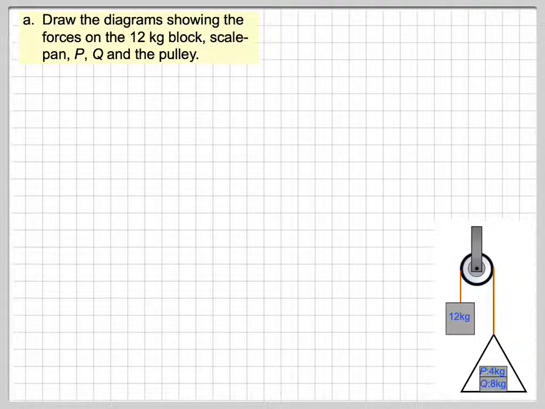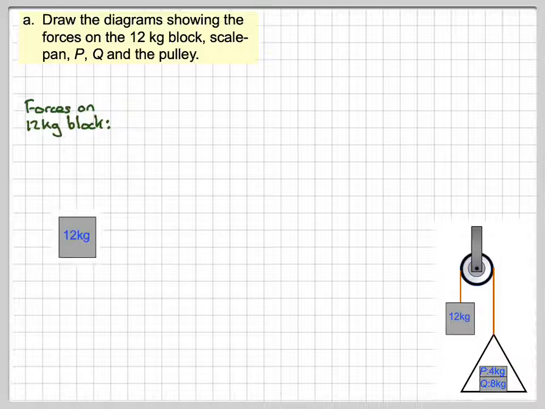So separating each thing up, we're going to take the 12 kilogram block. So forces on the 12 kilogram block. There's my block. So we have the weight of it acting downwards, which is going to be 12G newtons, and then we have the tension in the string acting upwards.